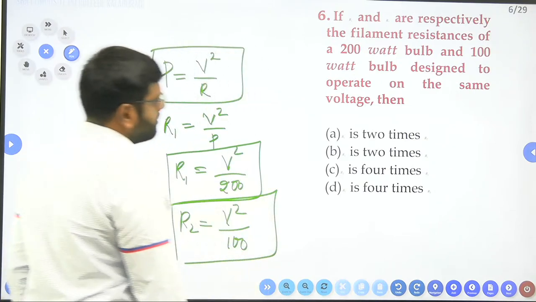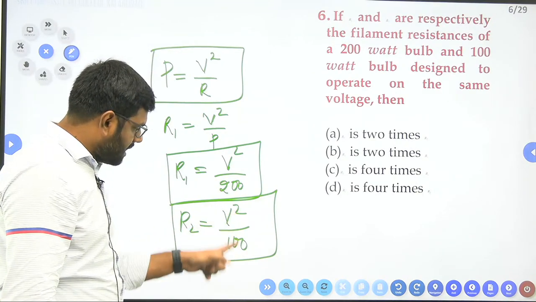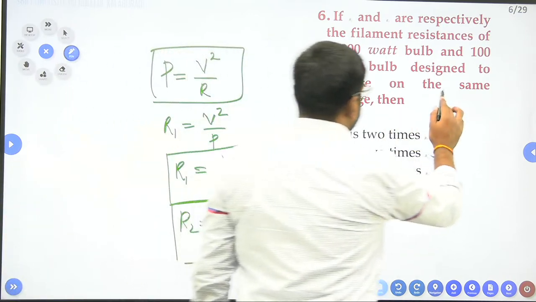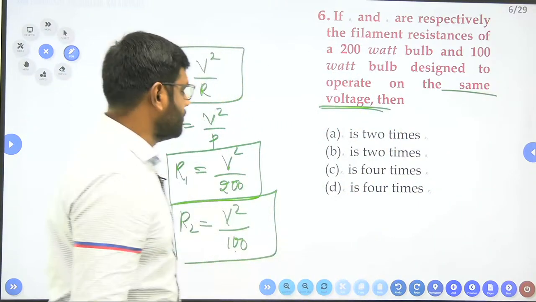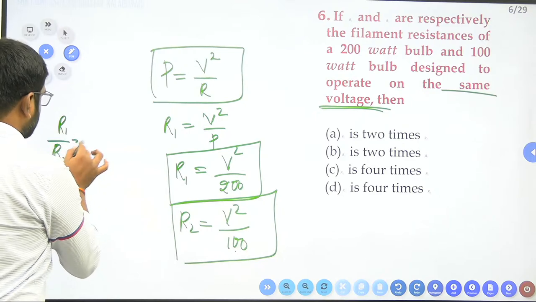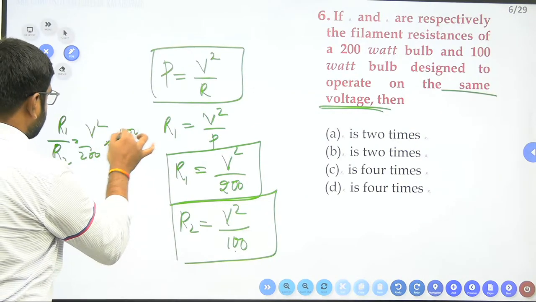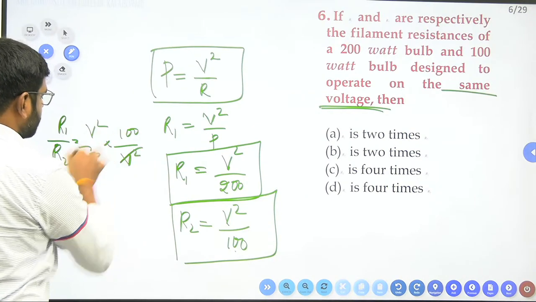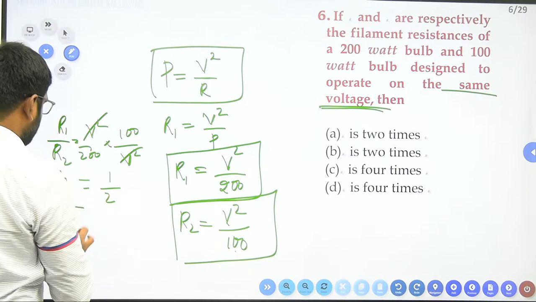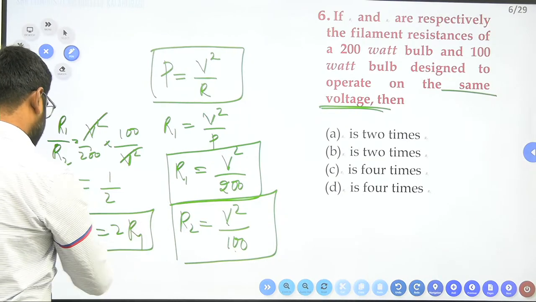The second device, they didn't mention filament, okay, bulb only; filaments they have given. Then the second filament has 100 watt. So V square by 100, because it operates on the same voltage, rated values. So if I take R1 upon R2, what will we get here? V square by 200 into 100 divided by V square. So V square gets cancelled. R1 by R2 is 1 by 2. So R2 is equal to 2 times R1. So this is the answer to the question.